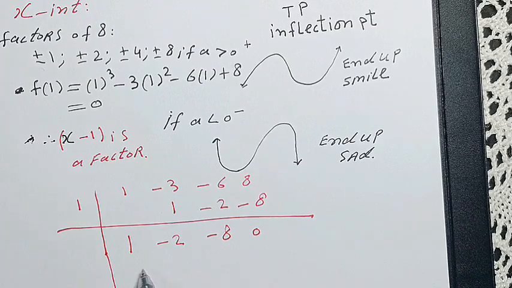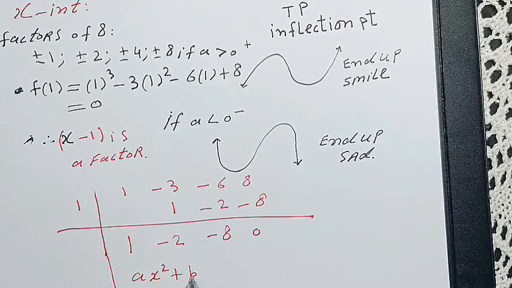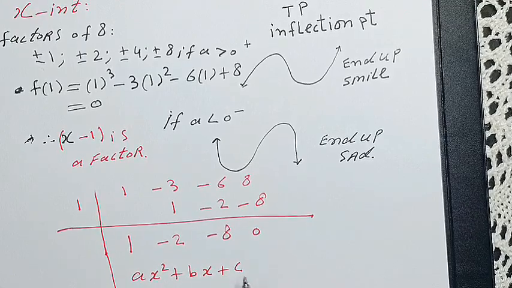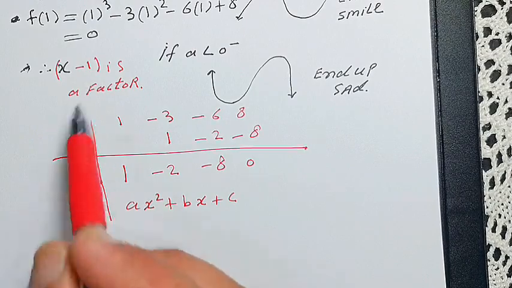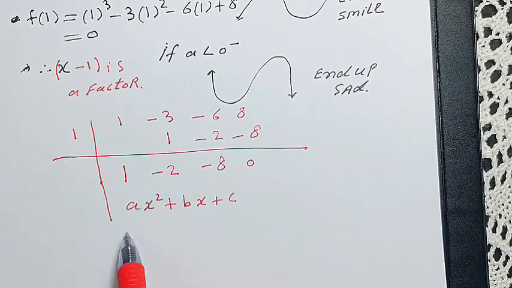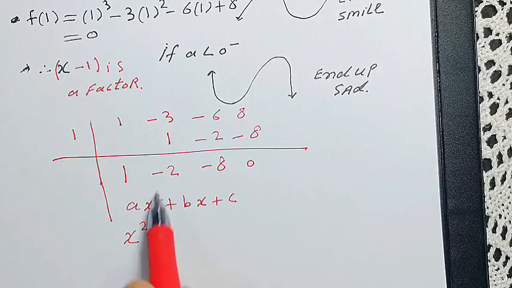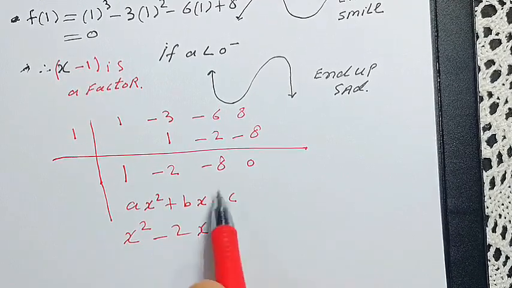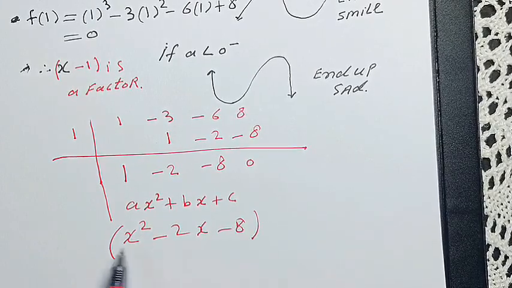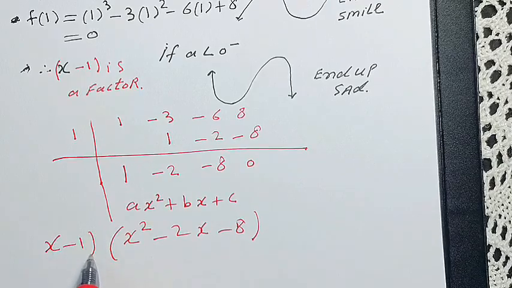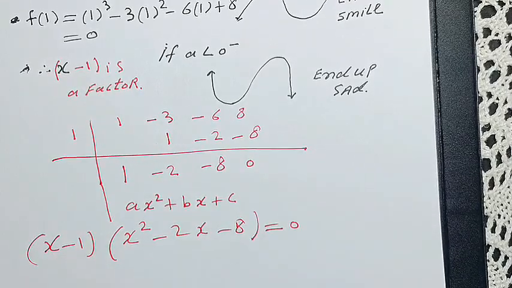So now this is ax square plus bx plus c. Remember our standard equation, ax square plus bx plus c. So therefore, x negative 1, we already have. The second long bracket is x square minus 2x minus 8. This is my second long bracket. The first one we already got, x negative 1 is equal to 0.